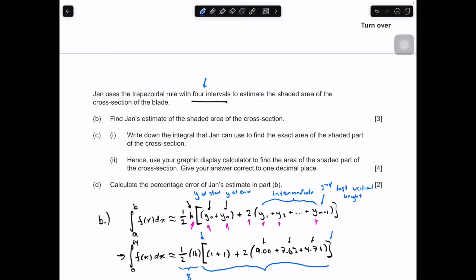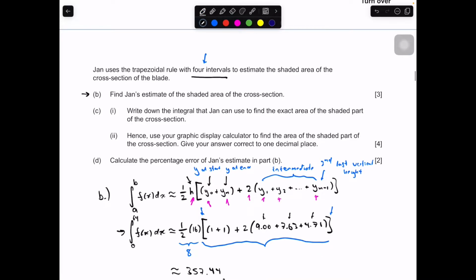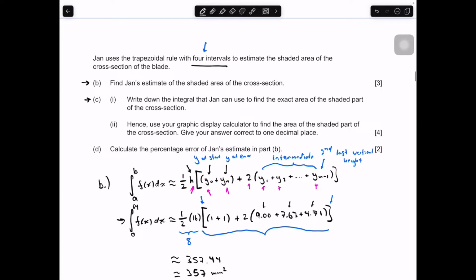Use the calculate the percentage error. All right, so find Jan's estimate for the area of the cross-section. We did that. Now, part C: write down the integral that Jan can use to find the exact area of the shaded part of the cross-section. So we want to write an integral. That means we're talking about our sum of the area under the curve. So the sum of some function that we can use to find the exact area of the shaded part.